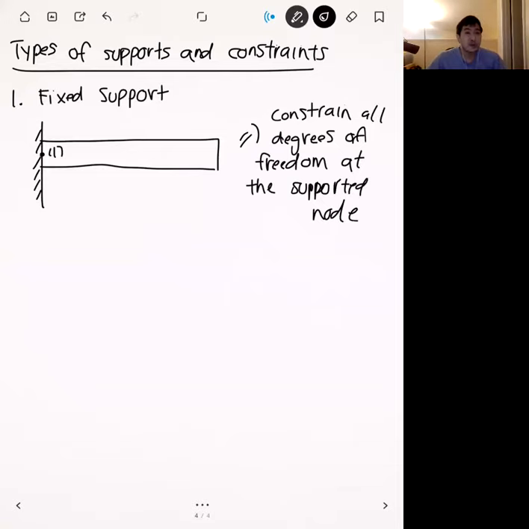Right. Because at any node like this, if we consider the general case where we have both trusses and beams, we have three possible degrees of freedom here. We have the displacement in the x direction, the displacement in the y direction, and also theta, which is the rotation. Okay. And in a fixed support, all of these are going to be set to 0, because that's what the fixed support does. So anytime you have a fixed support, you can just knock out every single degree of freedom there. Okay. And one level down from this is going to be the pin support.